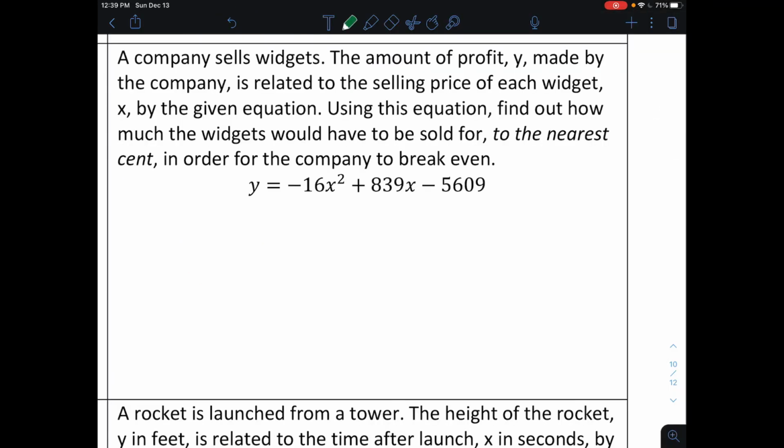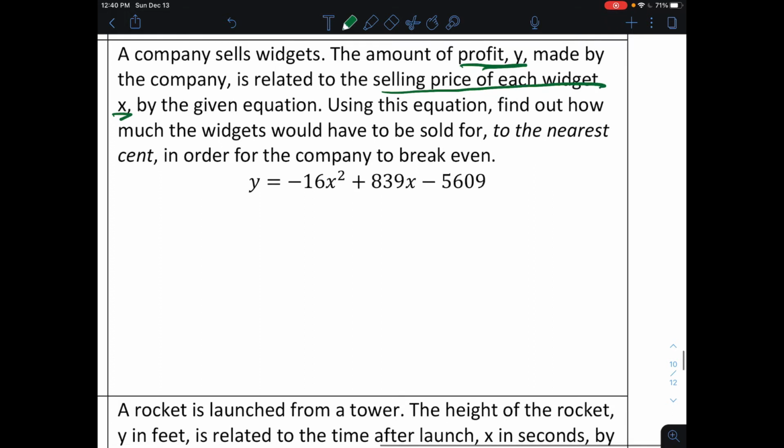All right, next problem. We have a company that's also selling widgets. The amount of profit is Y, that's made by the company. Selling price for each widget is X in this case. We're given an equation, and we want to figure out how much the widgets need to be sold for, to the nearest cent, in order for the company to break even. All right, well, break even means that the profit is going to equal 0. So I'm looking for when Y is equal to 0, which are x-intercepts. And so we're trying to solve for x values.